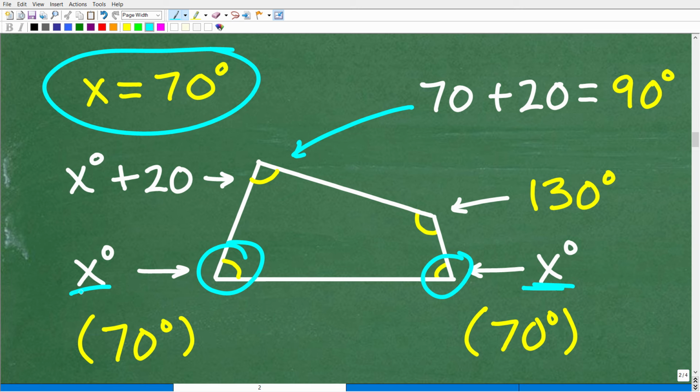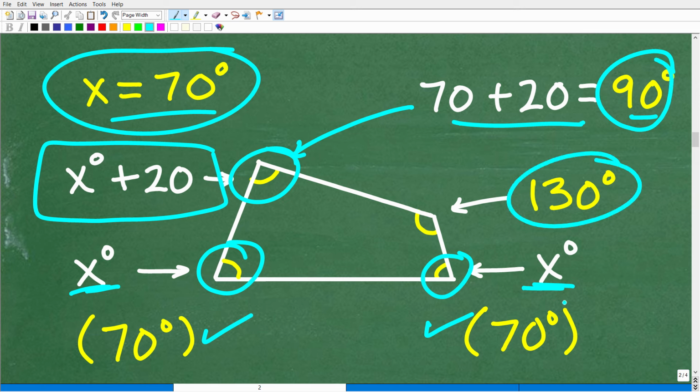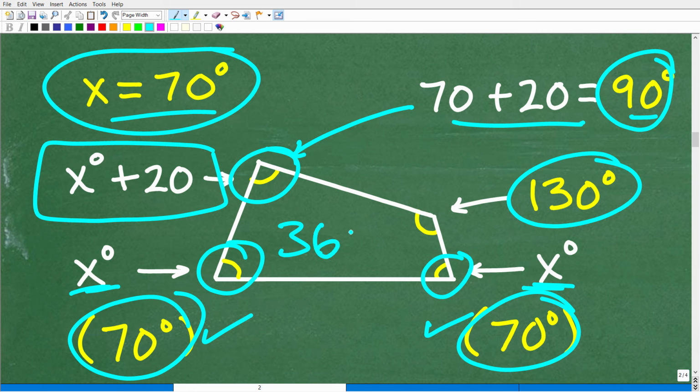So x degrees and x degrees, x is equal to 70. So these two angles here are 70 degrees. And then this angle right here is x plus 20, which is going to be 70 plus 20, which of course is 90 degrees. And then of course we can just check this, right? 90 plus 130 plus 70 plus 70 will give us a sum total of 360 degrees.